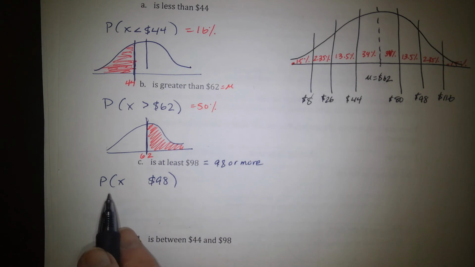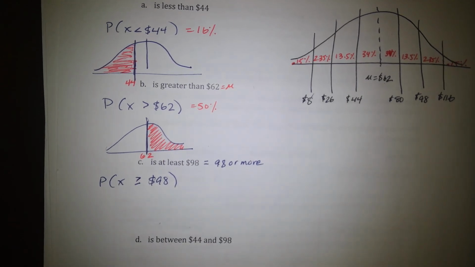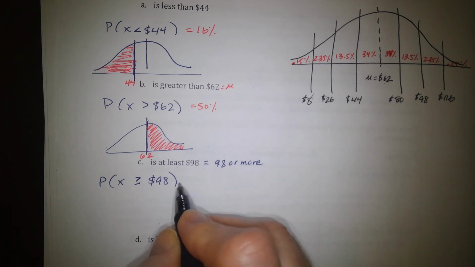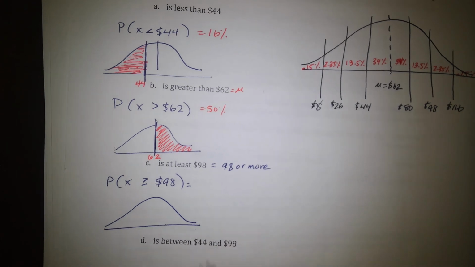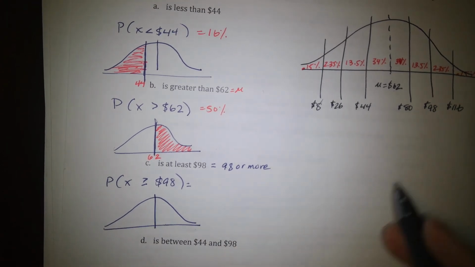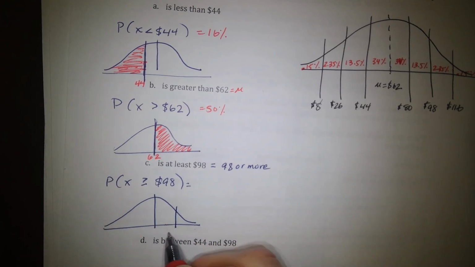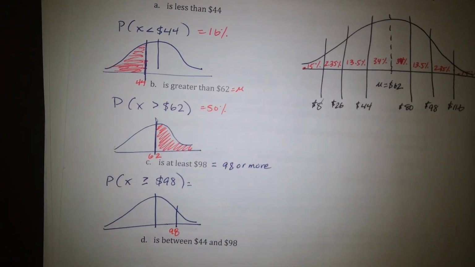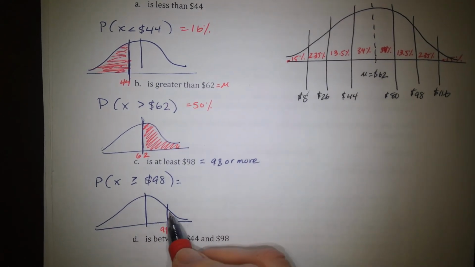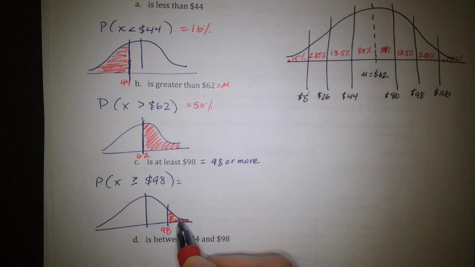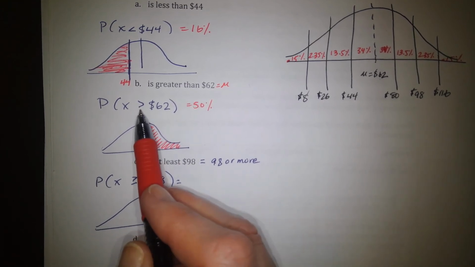So when I'm looking for the probability that x is at least 98, I'm looking for 98 or more. So 98 or greater than 98. So let's look at a curve. Here's the mean. 98 is over here on the right-hand side. And I'm looking for the probability that x is at least, so it means greater than. So I'm looking for all of this area over here. And it does not matter whether you have the underscore or not, the answer doesn't change.